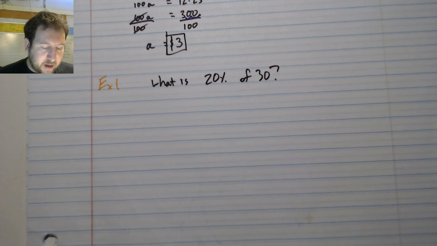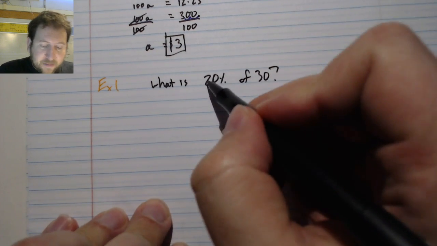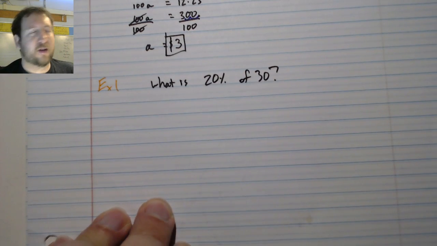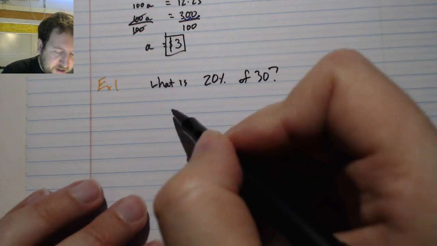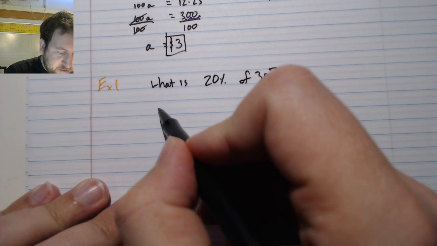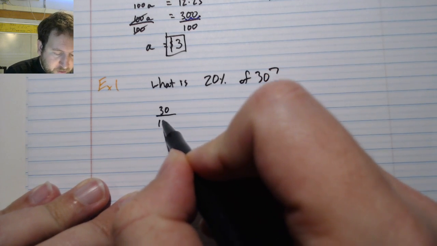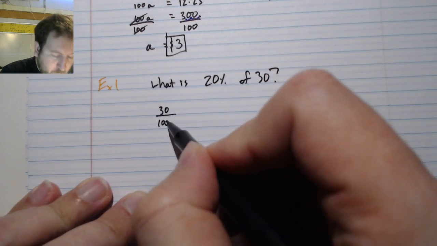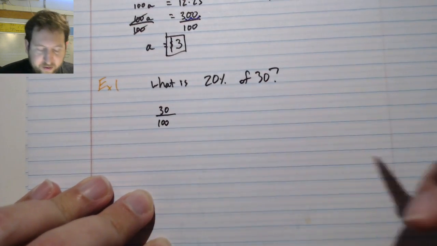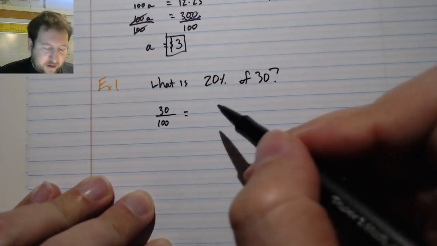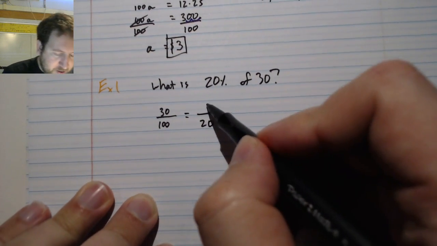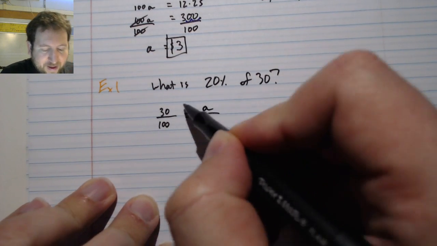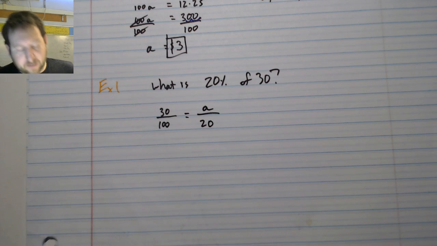when we were doing our problem above. But this time, I only want to find 20%, so I don't need to do any figuring out the total number. I'm just going to say the whole thing is 30 over 100, because 100% of this is 30. And I'm going to set that equal to, I only want 20% of this, and I don't know what that is, so I'm going to set it to be A.